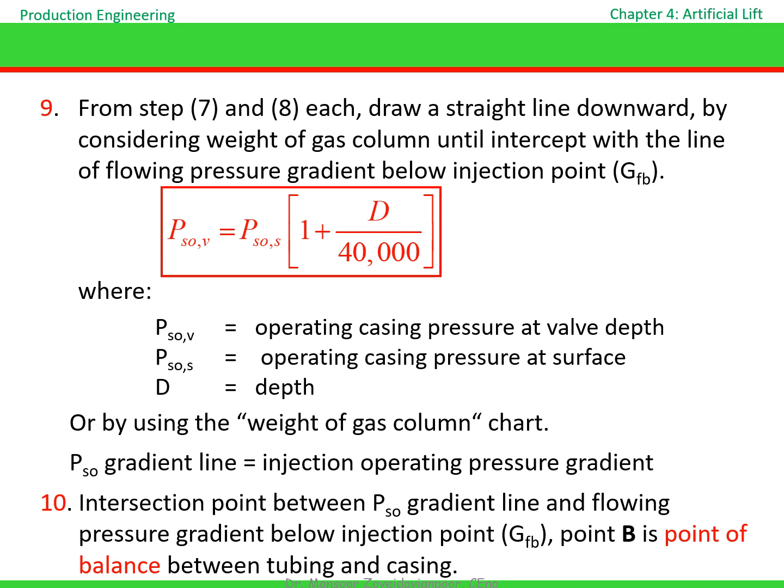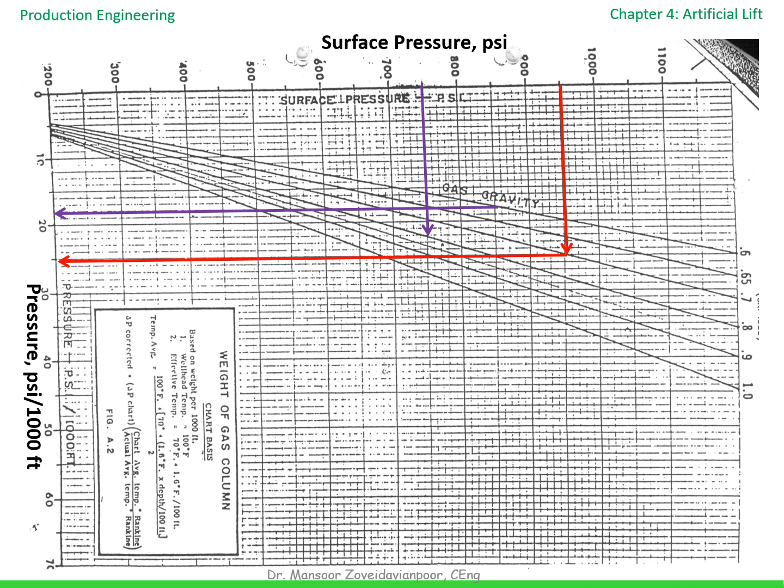At this point, tubing pressure and casing pressure are equal. This is critical because it helps us determine how deep we can inject gas and serves as the reference for locating the operating valve. Instead of calculating gas column pressure manually, engineers often use this chart. Starting from the surface casing pressure, we move across the appropriate gas gravity line and read the pressure at depth. The result is the casing pressure at valve depth, which is required to draw the casing pressure gradient and locate the point of balance. Think of this chart as a quick shortcut for converting surface pressure into downhole pressure.